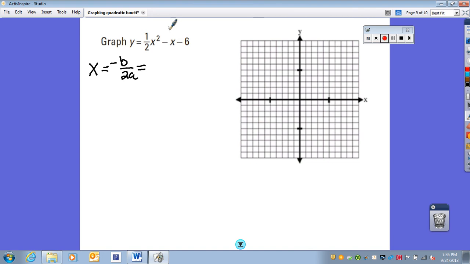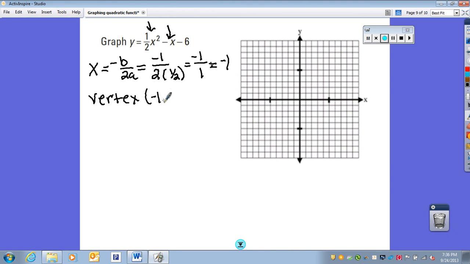Remember that the b is the number that is in front of the x value, so we have negative 1, and we're going to divide that by 2 times our a value, which is the coefficient of our x squared, 2 times 1/2. So we have -1, 2 times 1/2 is 1, so the x-coordinate of my vertex is going to be at -1. To find the y-coordinate of my vertex, I'm going to take the -1 and substitute it into my equation and solve for y.